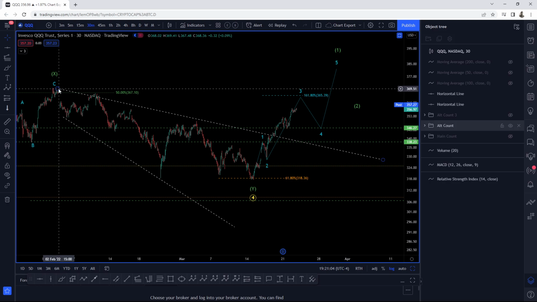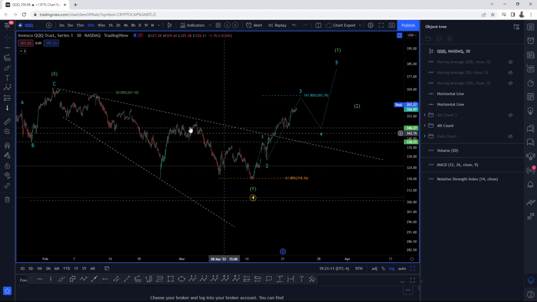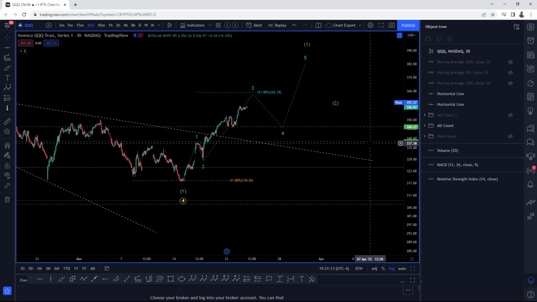Another level that potentially will hold is this trend line. I don't think so, because that would mean that we will break below this wave 1. So ignore what I said. Never mind. My apologies, guys.